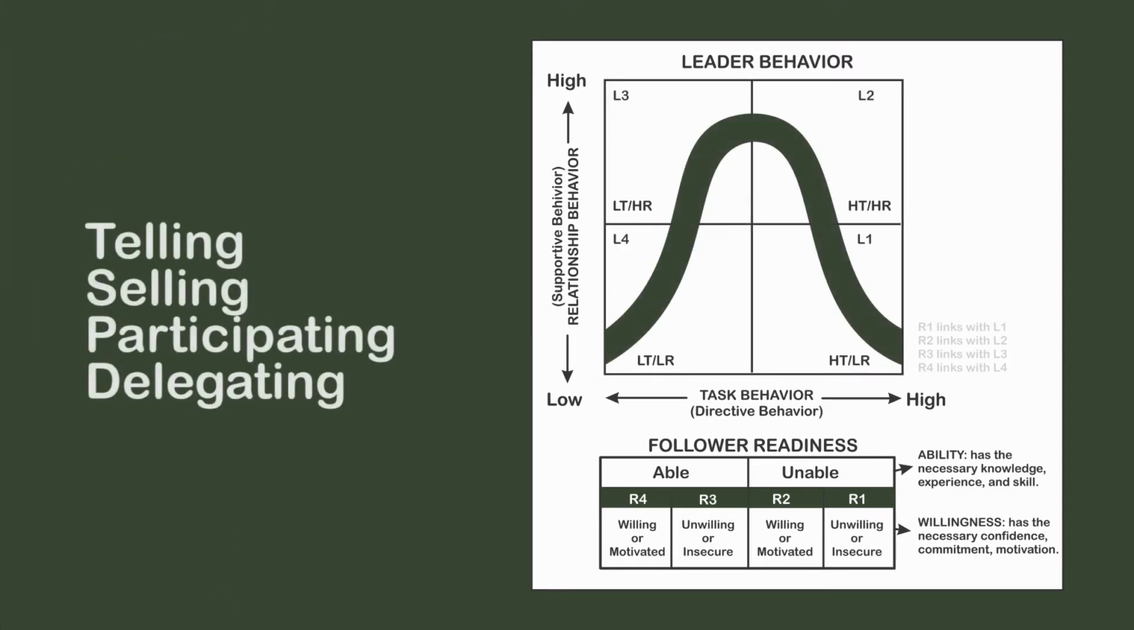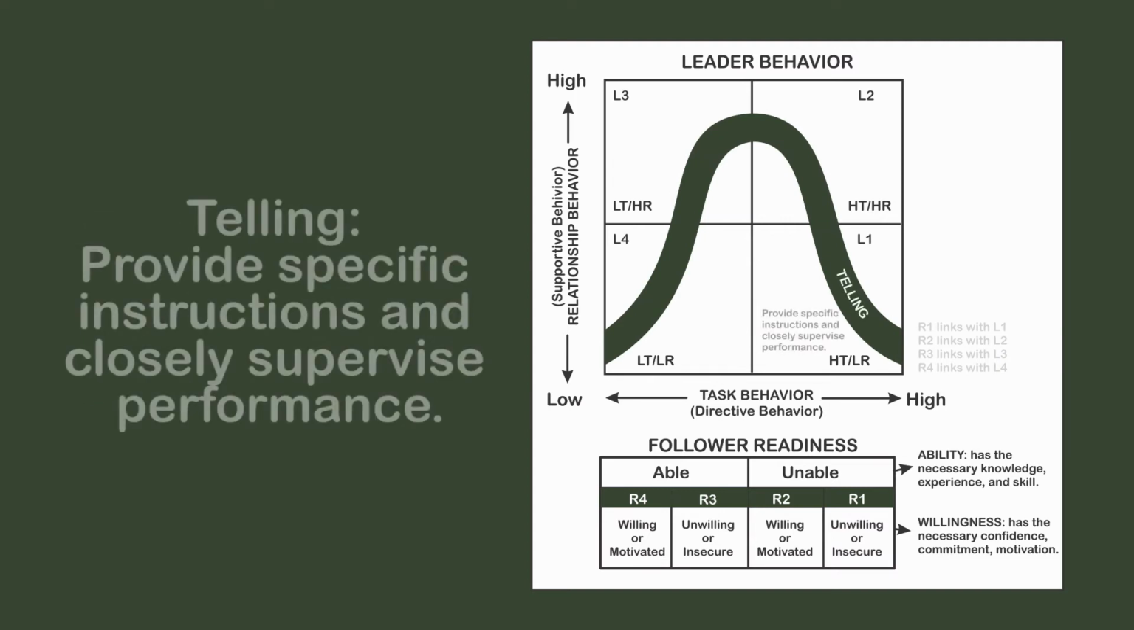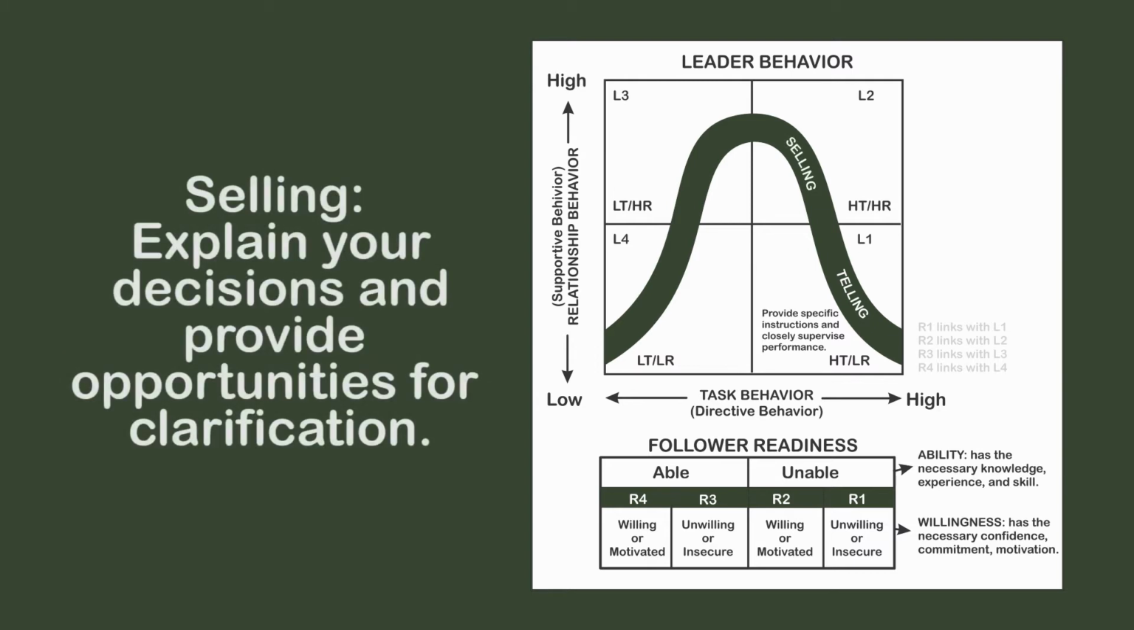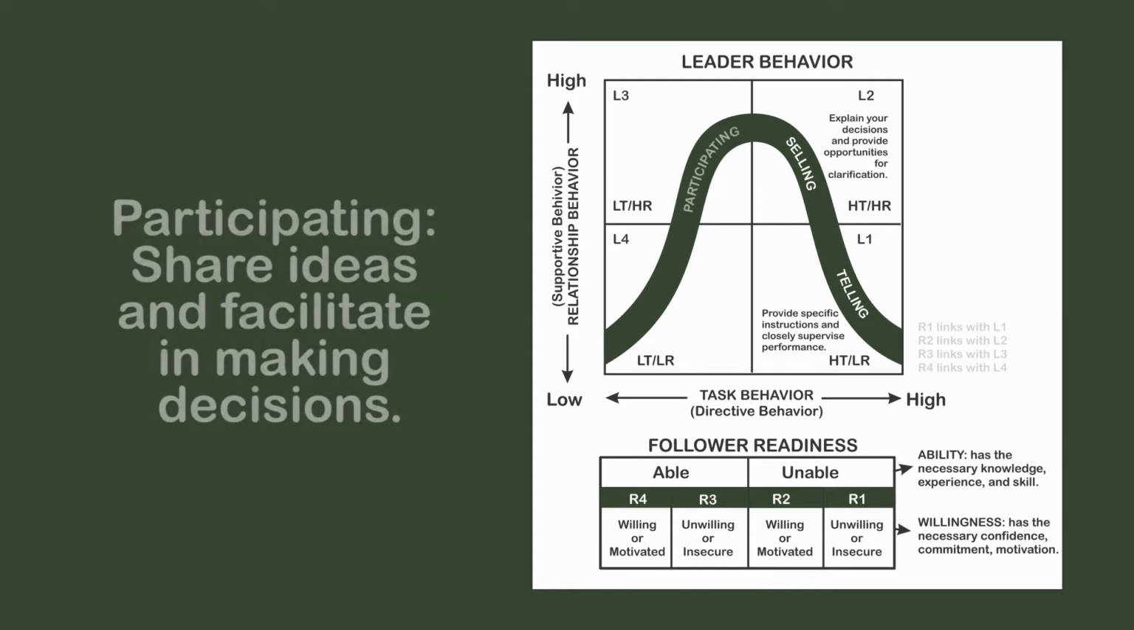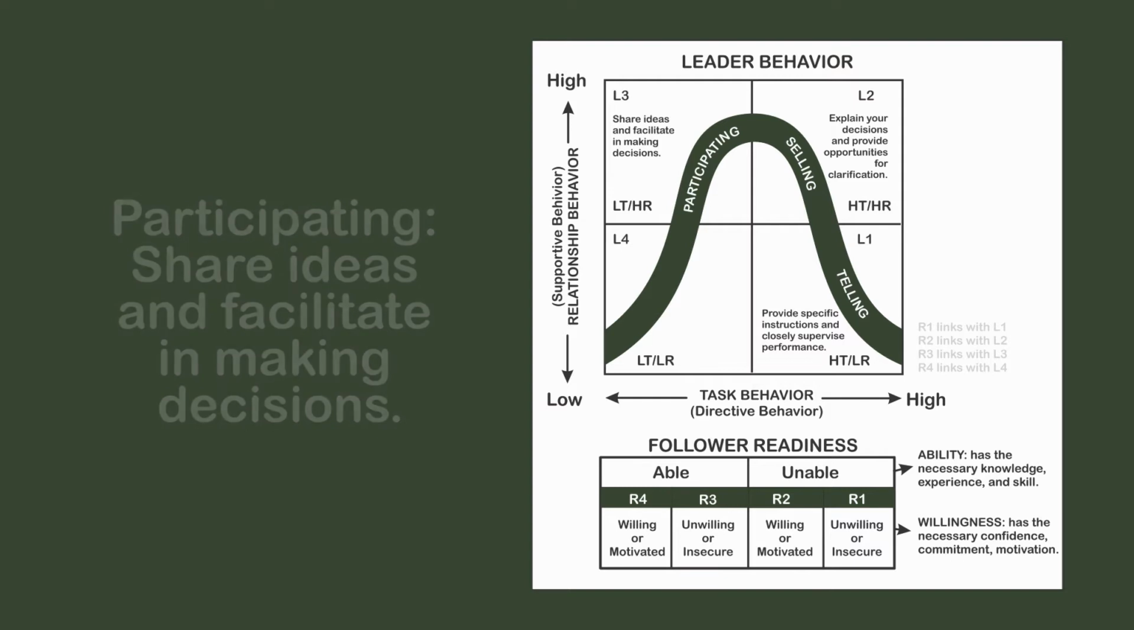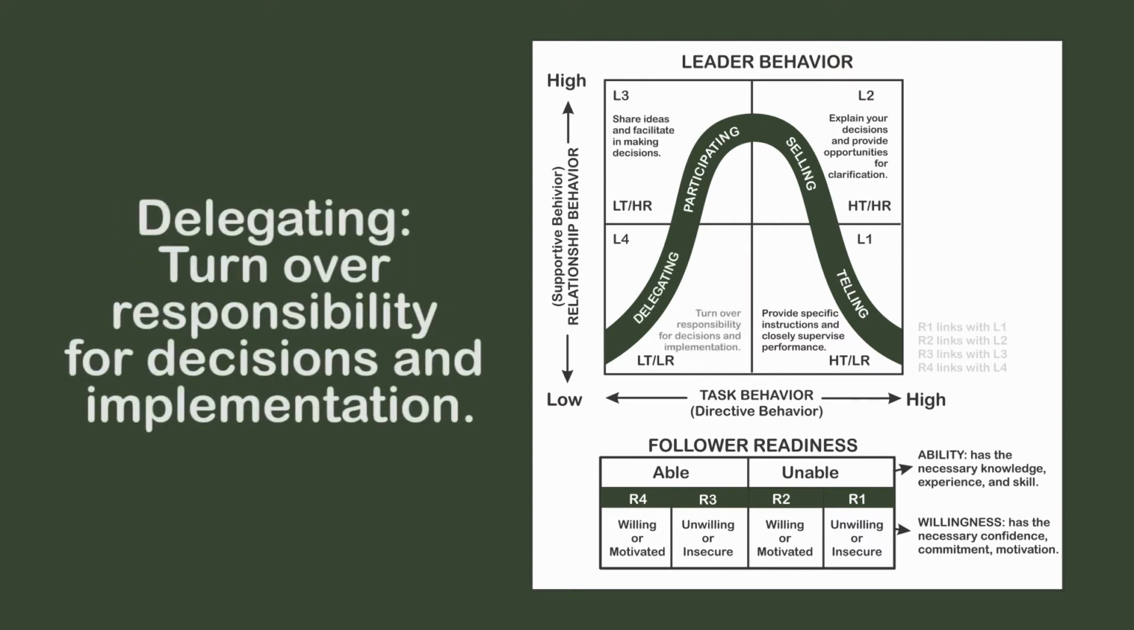Hersey labels the 4 quadrants with single word identifiers. The first is telling, which is to provide specific instructions and closely supervise performance. The second is selling, which is to explain your decision and provide opportunities for clarification. The third is participating, which is to share ideas and facilitate in making decisions. The fourth is delegating, which is to turn over responsibility for decisions and implementation.